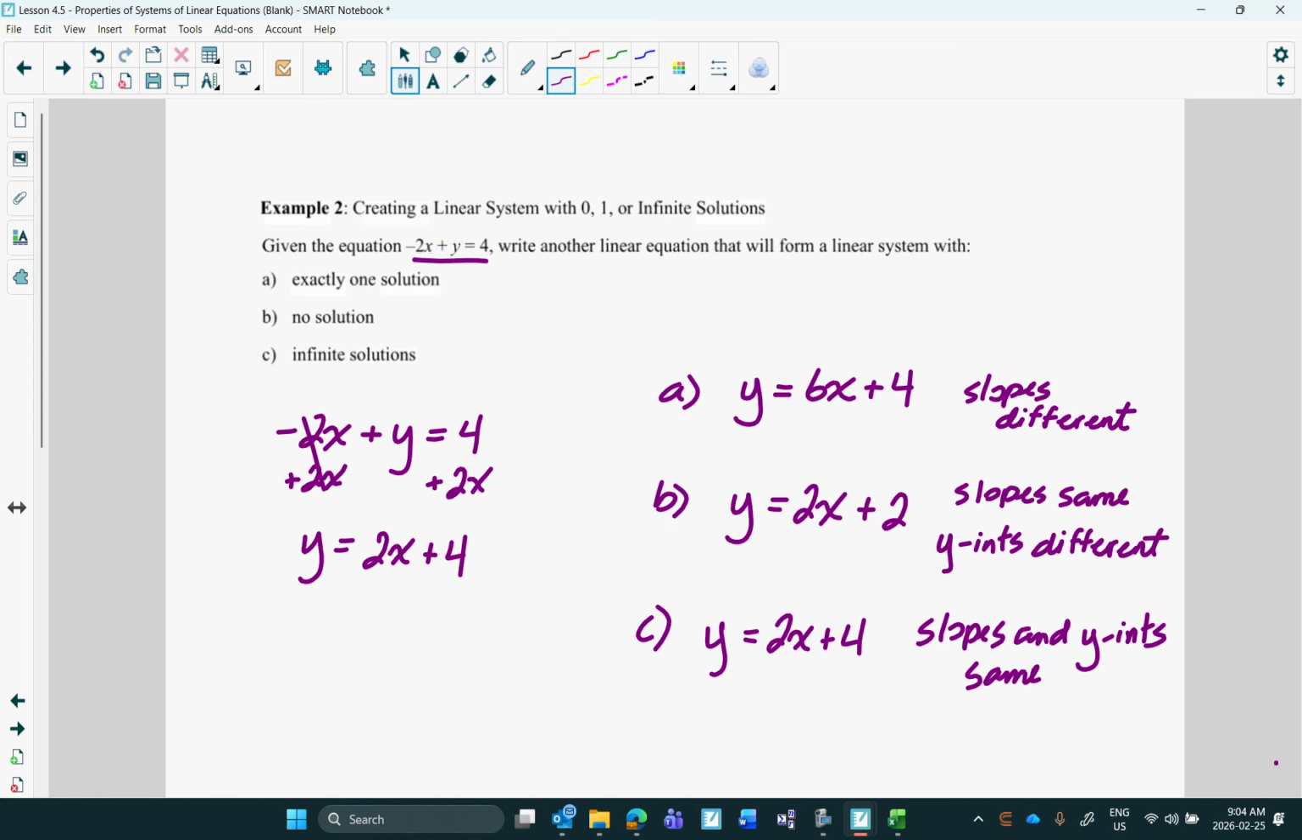So just remember, when you're trying to find how many solutions a system has, you've got to use algebra and you've got to use slope-intercept form to compare.